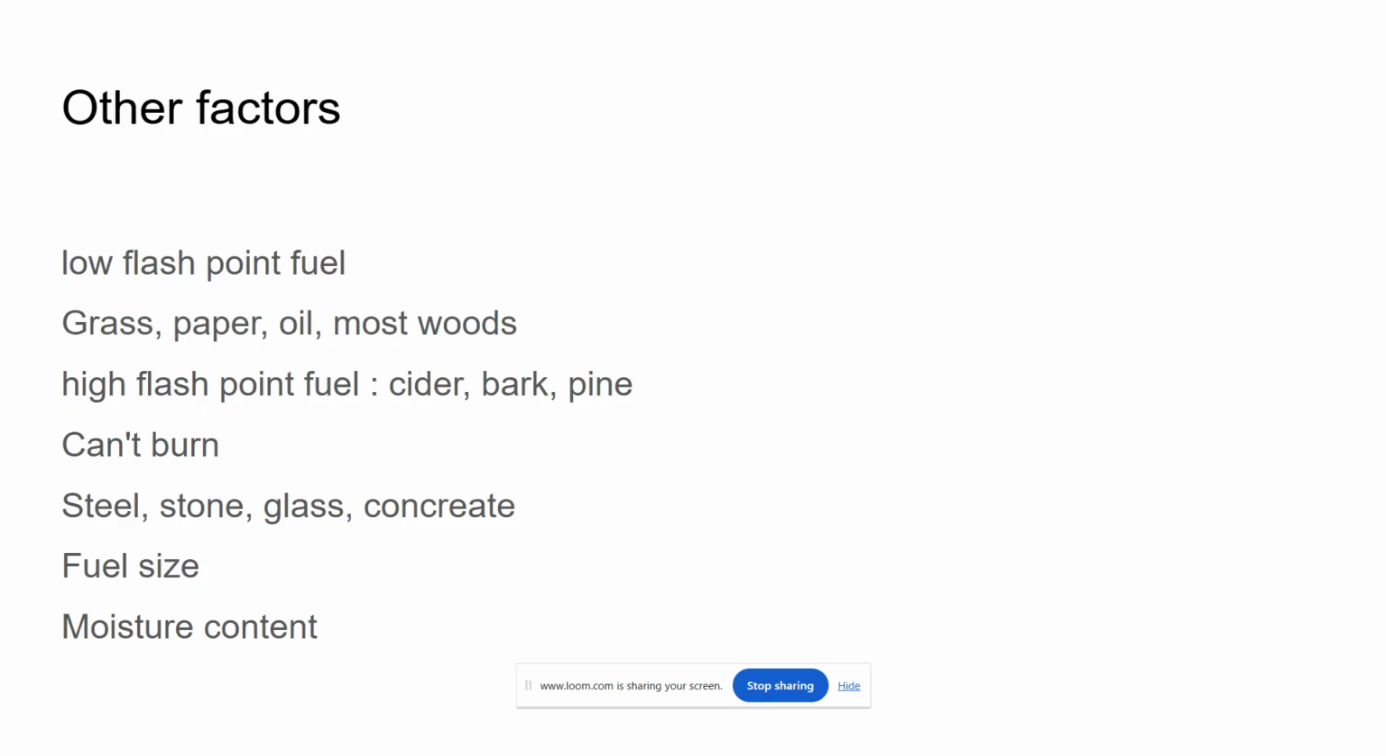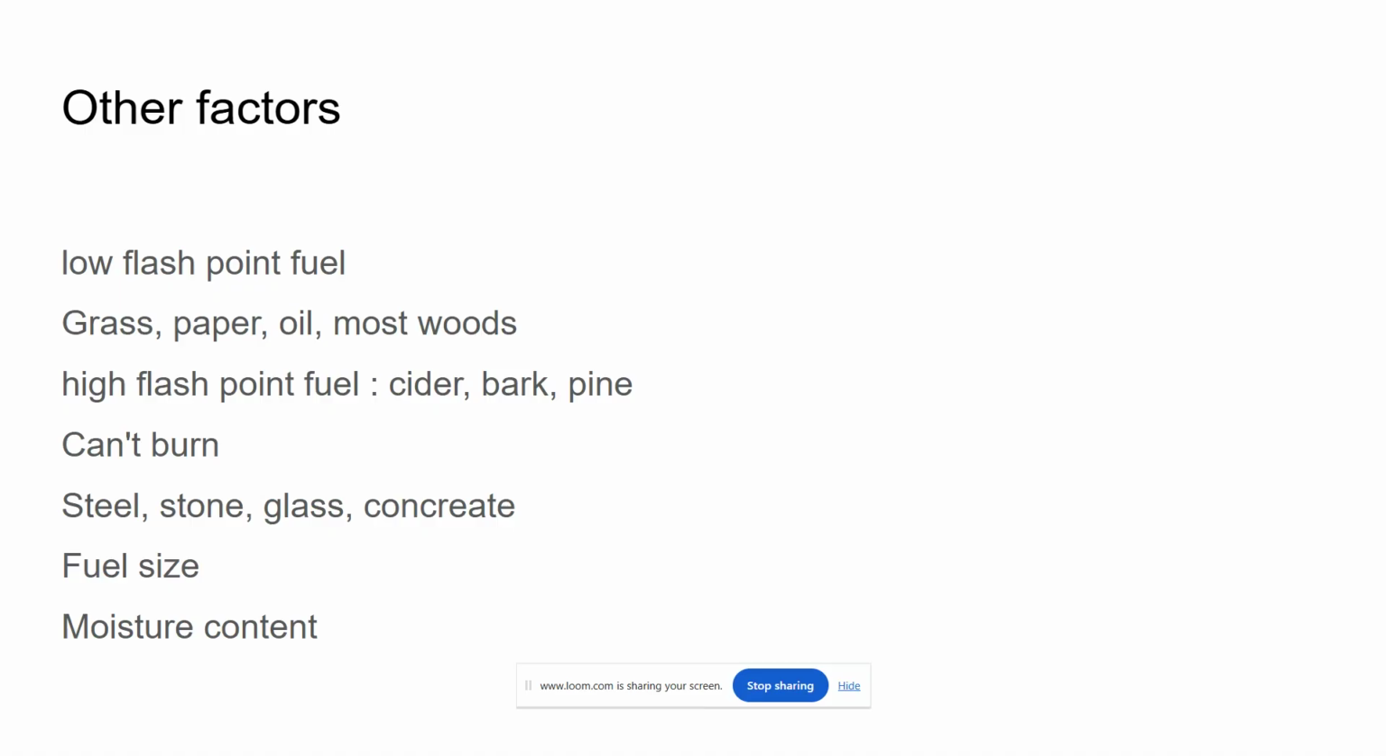Other factors include the fuel size involved. The bigger the fuel, the harder it is for it to catch fire, but the longer it'll burn. The smaller the fuel, the more area it can burn up quickly. So it'll burn through it quickly, but it won't leave any more fuel. Sort of like the high flash point and low flash point.